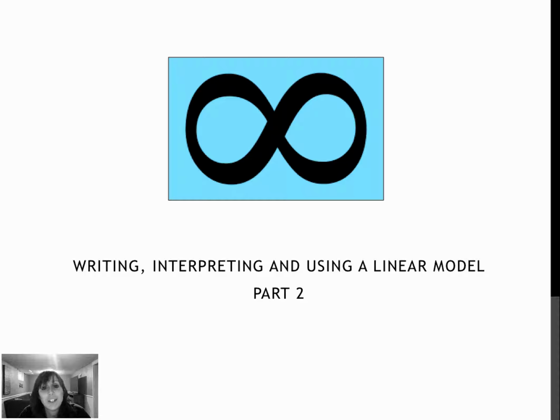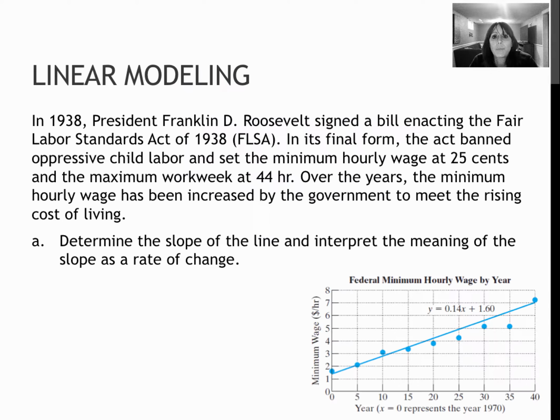This is the second installment of writing, interpreting, and using a linear model. For our next example, we can see that we already have the graph of the equation, and they were nice enough to write the mathematical model for us. So now we're just going to be answering questions based on that information. First, we're determining the slope, and then we're going to interpret that in terms of the question. So make sure that you've read the information above.